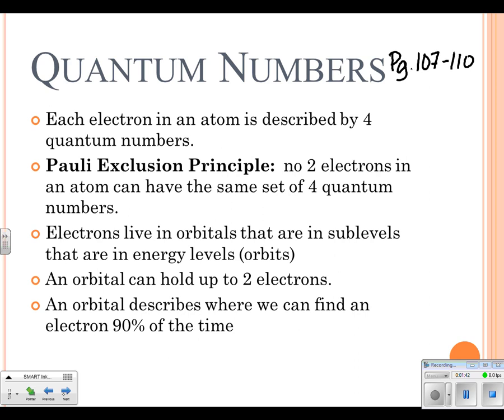An orbital describes where you can find an electron 90% of the time. We talked about Heisenberg's uncertainty principle. So we're talking about this 90% of the time. This is where it is. The other 10%, we don't really know exactly where it is. It's somewhere else in the electron cloud.